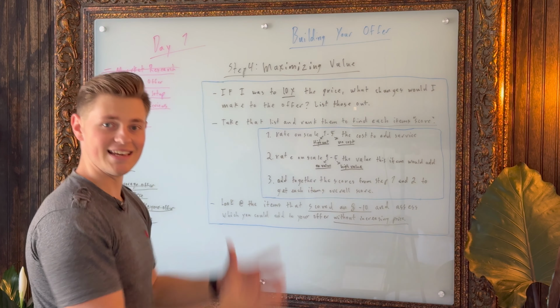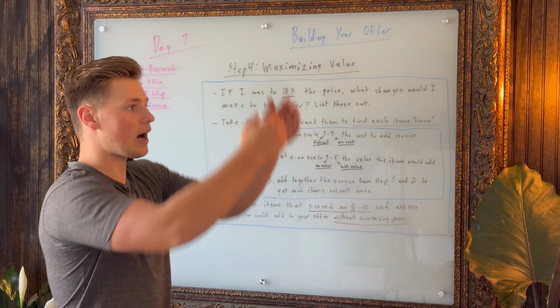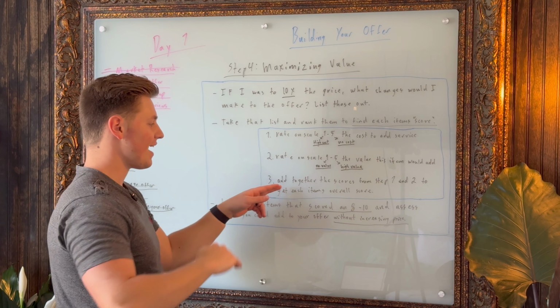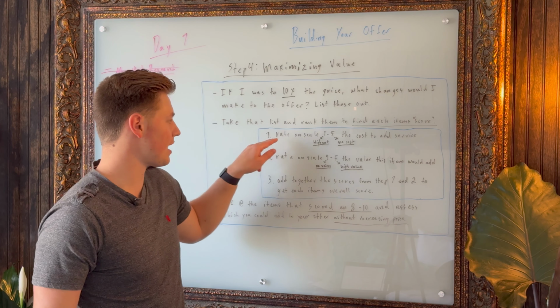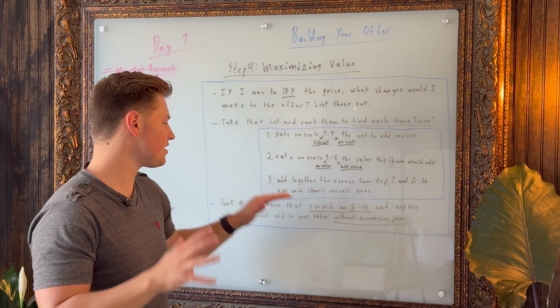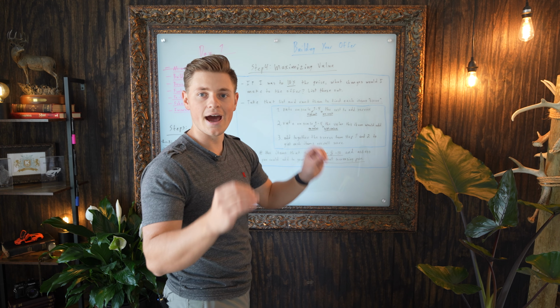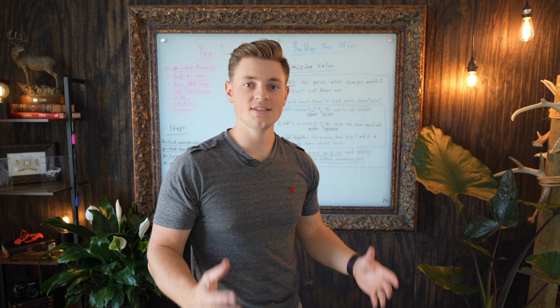Once you have a list of items with 2 columns of ratings, I want you to go down line by line and add together the scores from steps 1 and 2. This is going to be each item's overall score. Now, you have gone through this process, and what this has done is this has balanced cost with value delivery for us to find the best items that we can include to maximize value.